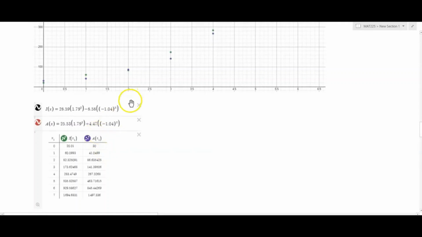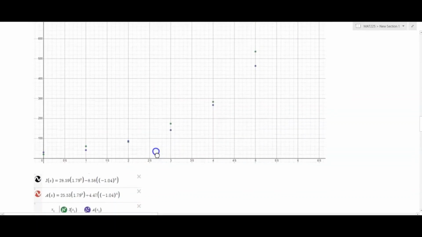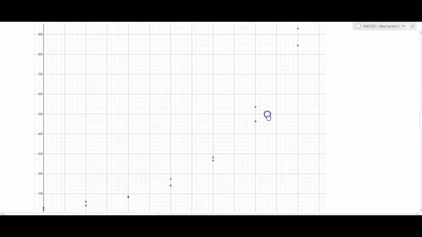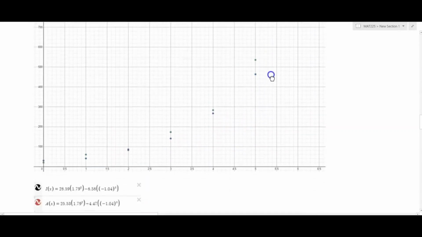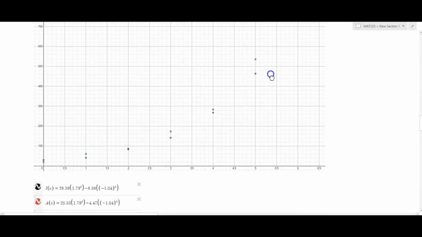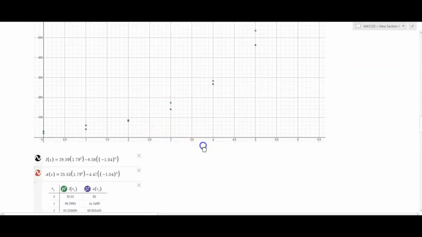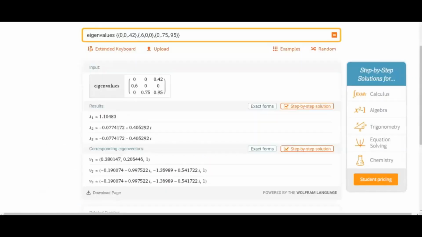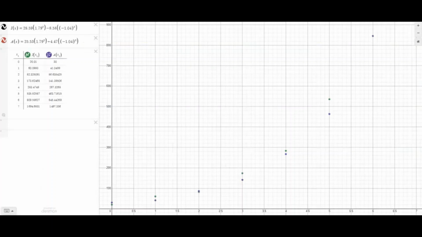So as time progresses, we see that the infants are the green dots and the adults are the purple dots, and we can see that the adults are growing exponentially. The infant population is growing exponentially. And actually, we'll be able to see that the growth factor is about 1.79 or 179%. So we get all of the population from the previous time unit, but about 79% more. So let me come over to Desmos and just show you how this graph looks.